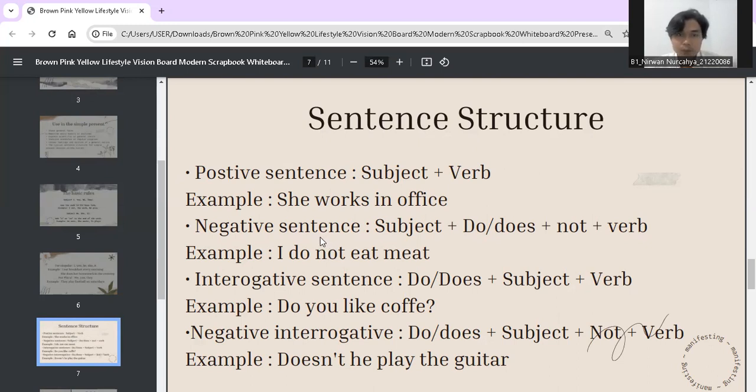And the third, the interrogative sentence: do or does plus subject plus verb. For example, do you like coffee? And the last, the negative interrogative: do or does plus subject plus not plus verb in the base form. For example, doesn't he play the guitar? It is important to remember that the use of do or does in negative and interrogative sentences depends on the subject of the sentence. Do is used for I, you, they, while does is used for he, she, it.